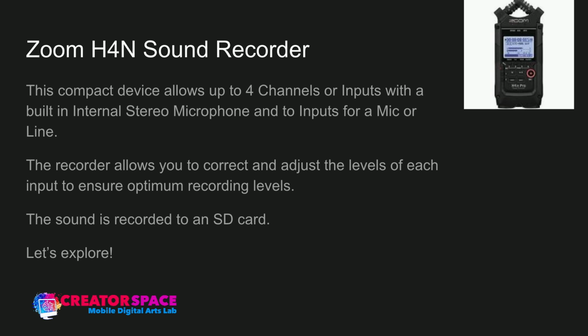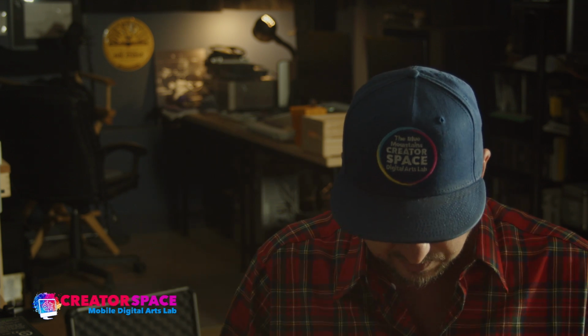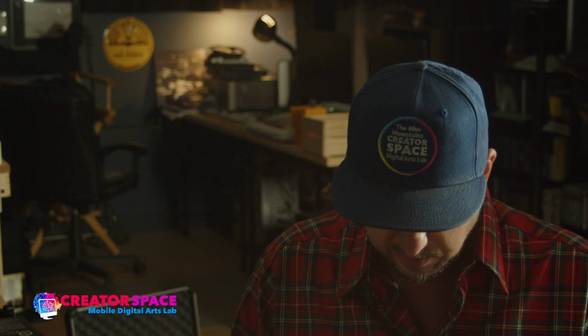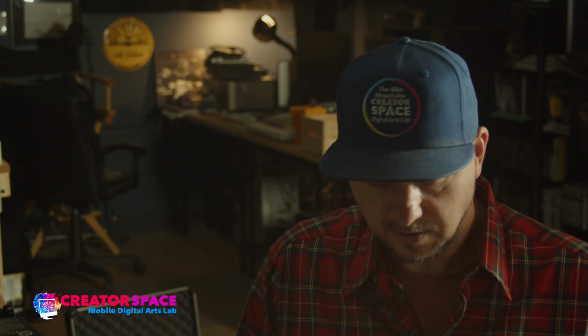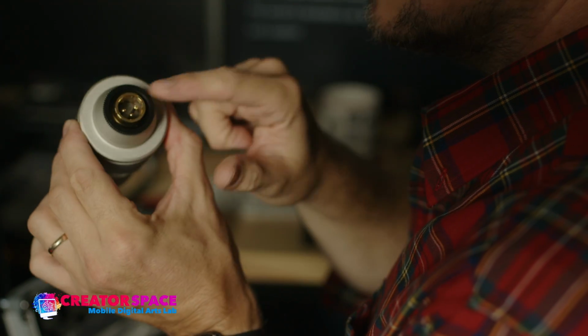So I have something similar to the kit. Again, this is just my own studio's microphones. These aren't the exact Creator Space kits, but they're very similar, so the same concepts apply. So I just have the MXL, and it's very similar to the model that's in the kit. It has the XLR right here on the bottom, right?